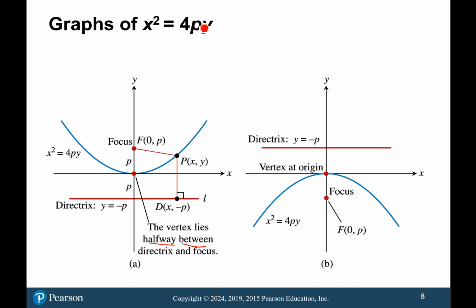Now again, if the value for p is positive, the focus is above the vertex point. Because they're equidistant, then the directrix is below the vertex point. If that value for p is negative, well then the focus is going to be below the vertex and the directrix above it.